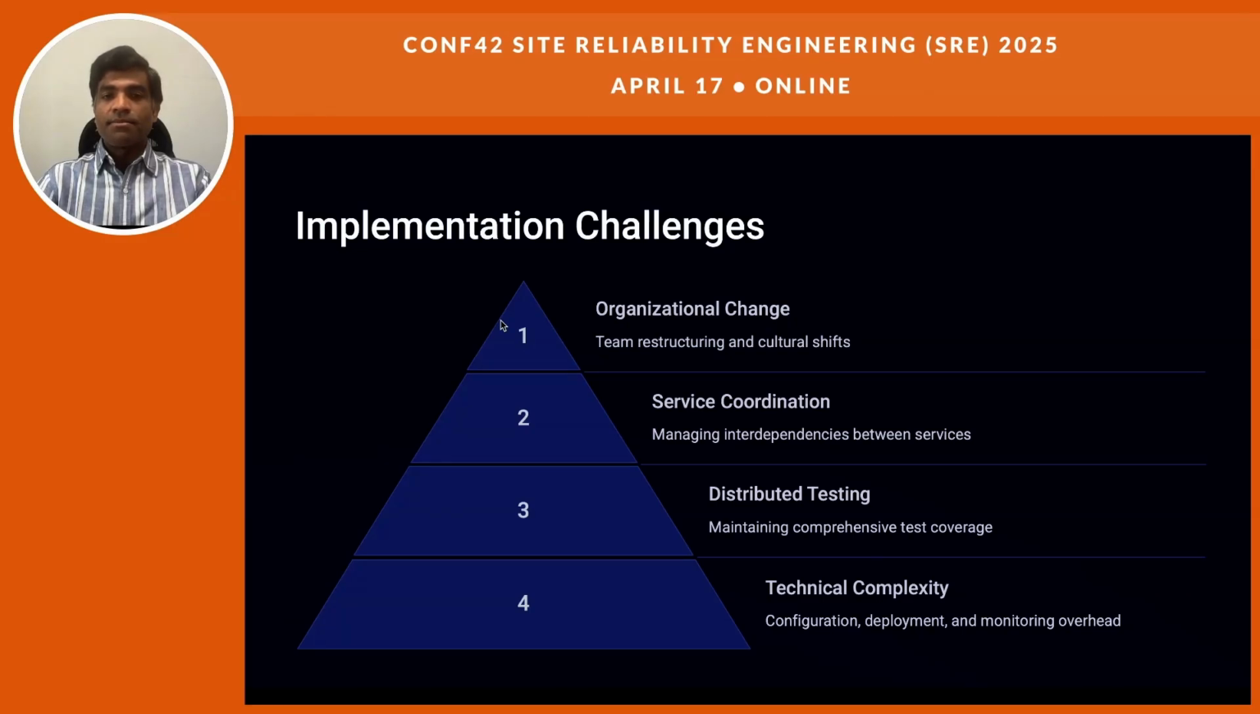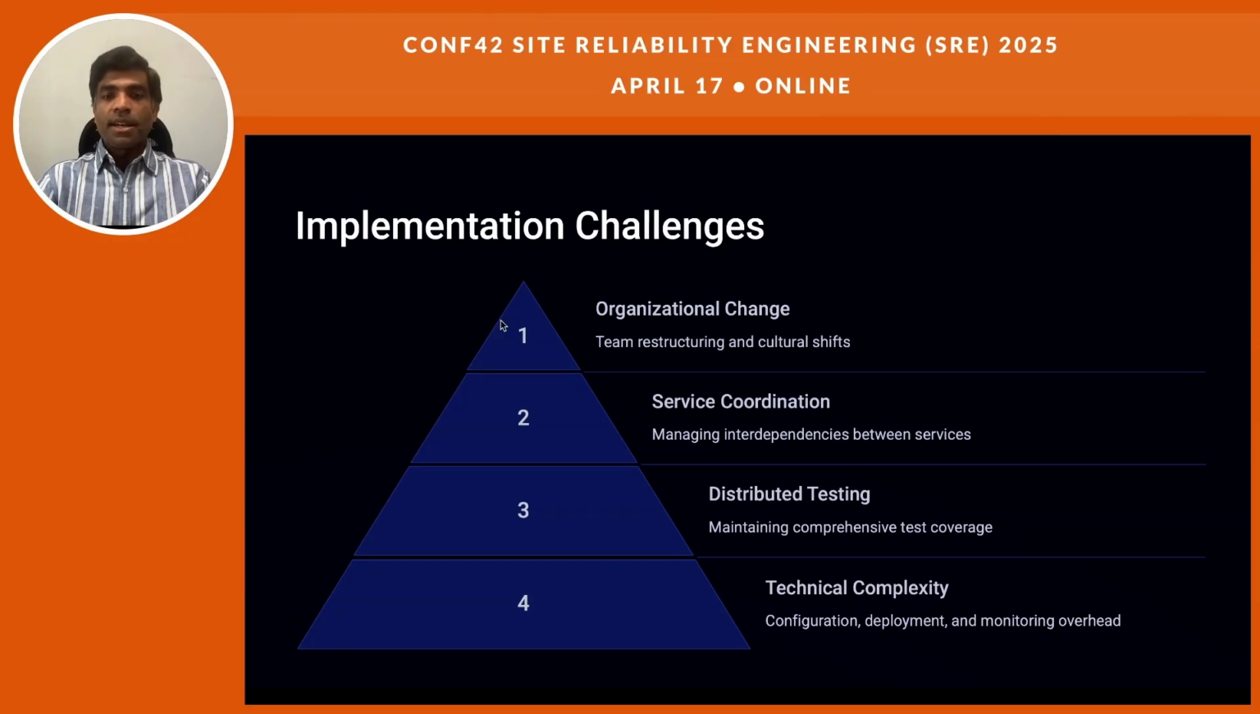Another challenge that I see is service coordination. In a microservices ecosystem, each microservice operates independently, but they are interconnected, relying on each other to deliver a unified experience for users. Another challenge is distributed testing. Unlike a monolithic system, where testing is centralized and straightforward because they can test the entire application, microservices require testing across multiple independent services, and these services interact in dynamic ways.